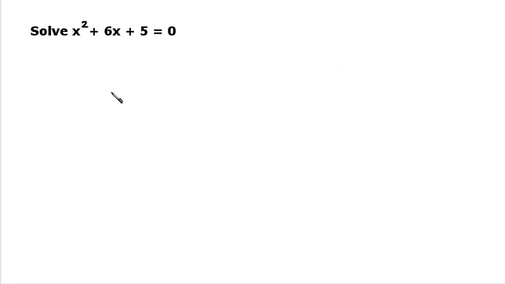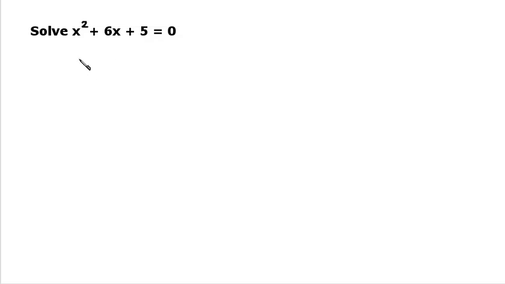In this video, I'm going to talk to you about solving quadratic equations by factorising. This is one of three methods for solving quadratic equations. The other two are using the quadratic formula and completing the square. Now, solving quadratic equations by factorising requires you to be able to factorise quadratic expressions.